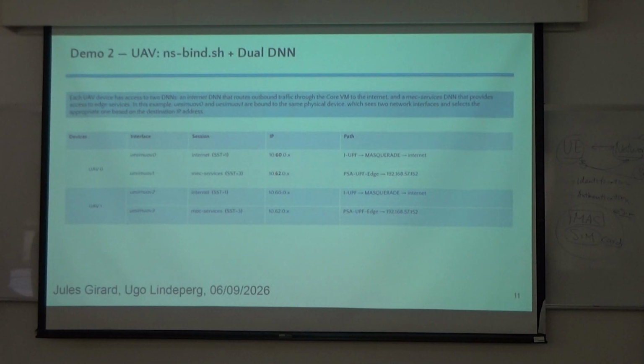With the first one, you can ping, for example, Google. The traffic goes through the I-UPF and is masqueraded to the internet. And with the second interface, you can ping the local edge server, like the MQTT or MediaMTX server. The traffic goes through the PSA UPF to the edge VM.